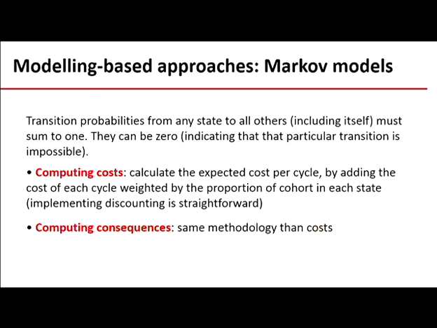Exactly the same as with the decision tree, you have to compute the costs and the consequences, and then you use this black box called Excel or TreeAge Pro. When you insert the costs and the consequences, whatever outcome measure you end up using, it will tell you the total cost of running through this model, and the total outcome.